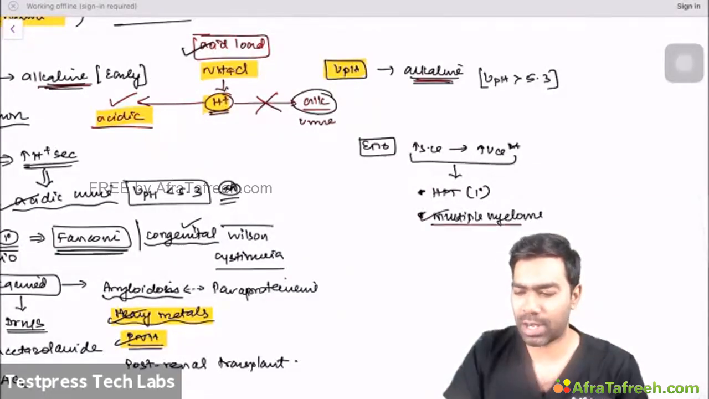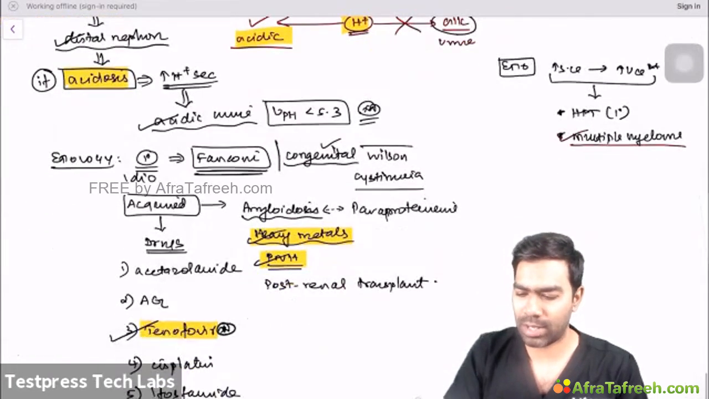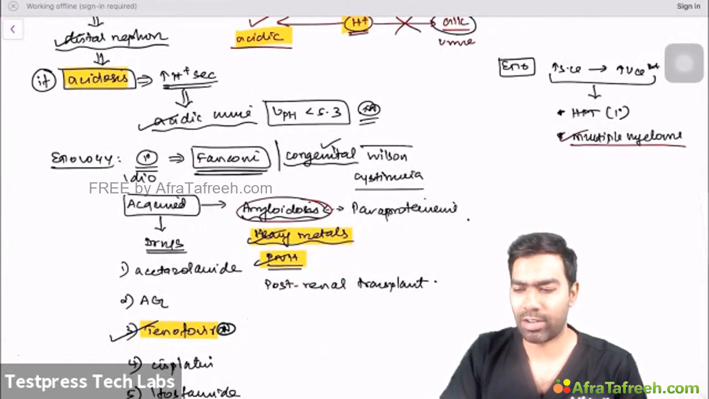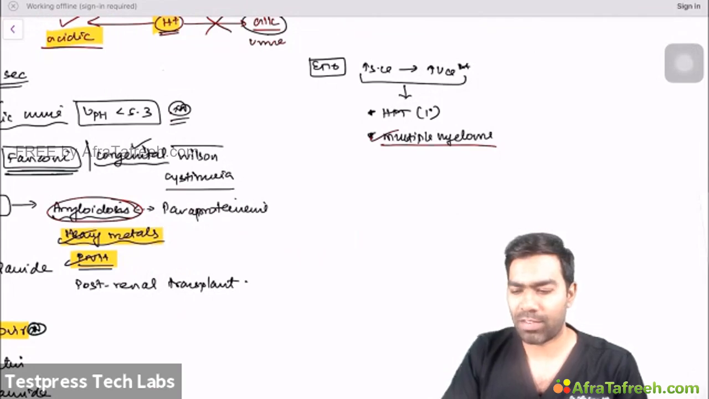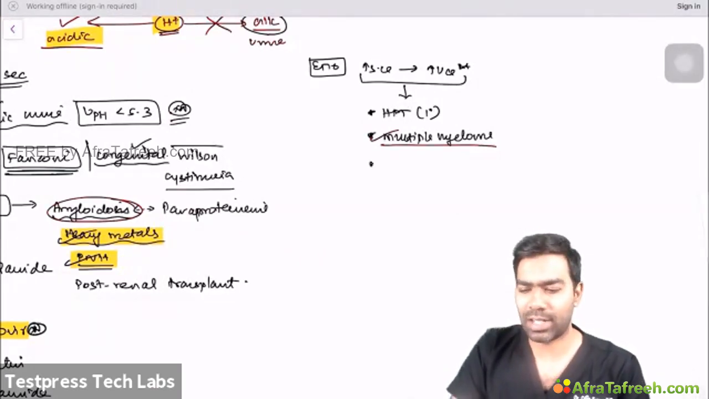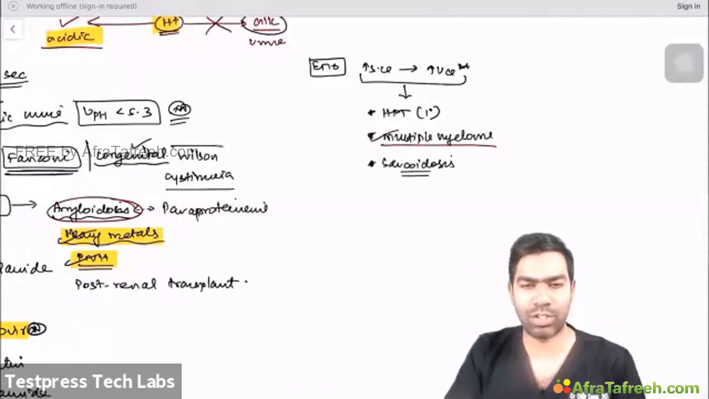Remember, multiple myeloma can produce both distal RTA because of hypercalcemia, as well as proximal RTA, because multiple myeloma can result in development of amyloidosis as well. So you have to be a little clear on that. And apart from that, you can develop it to some extent in sarcoidosis, because sarcoidosis is also one condition which produces hypercalcemia and hypercalciuria. So you can vaguely remember sarcoidosis also in this setting.